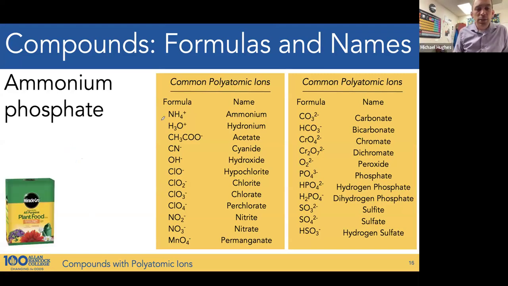Ammonium phosphate, so 2 polyatomic ions here, a cation and an anion. Ammonium here is NH4 plus. Phosphate is all the way over here, PO4 3 minus. Ammonium phosphate is found in plant food, like Miracle-Gro. So we have 1 plus and 3 minus. So we're going to need 3 ammonium to balance out our 3 minus charge of phosphate. So open parentheses, and we're going to have NH4 3 times with our 1 PO4 3 minus. And this then is ammonium phosphate.